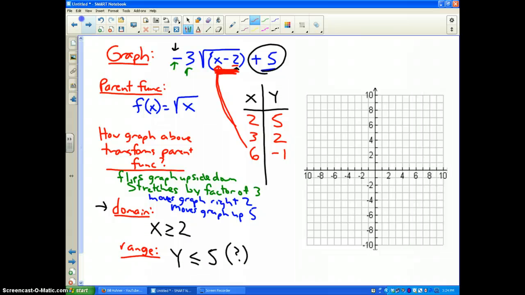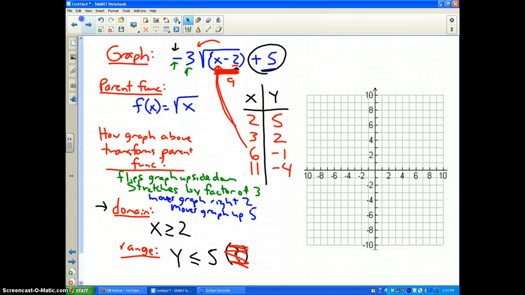Beautiful. And last, we want that part to be a value of 9, which means x must be 11. If x is 11, 11 minus 2 is 9. The square root of 9 is 3. 3 times negative 3 is negative 9. Plus 5 would make negative 4. Yes, so I believe our range is correct. It is y less than or equal to 5.